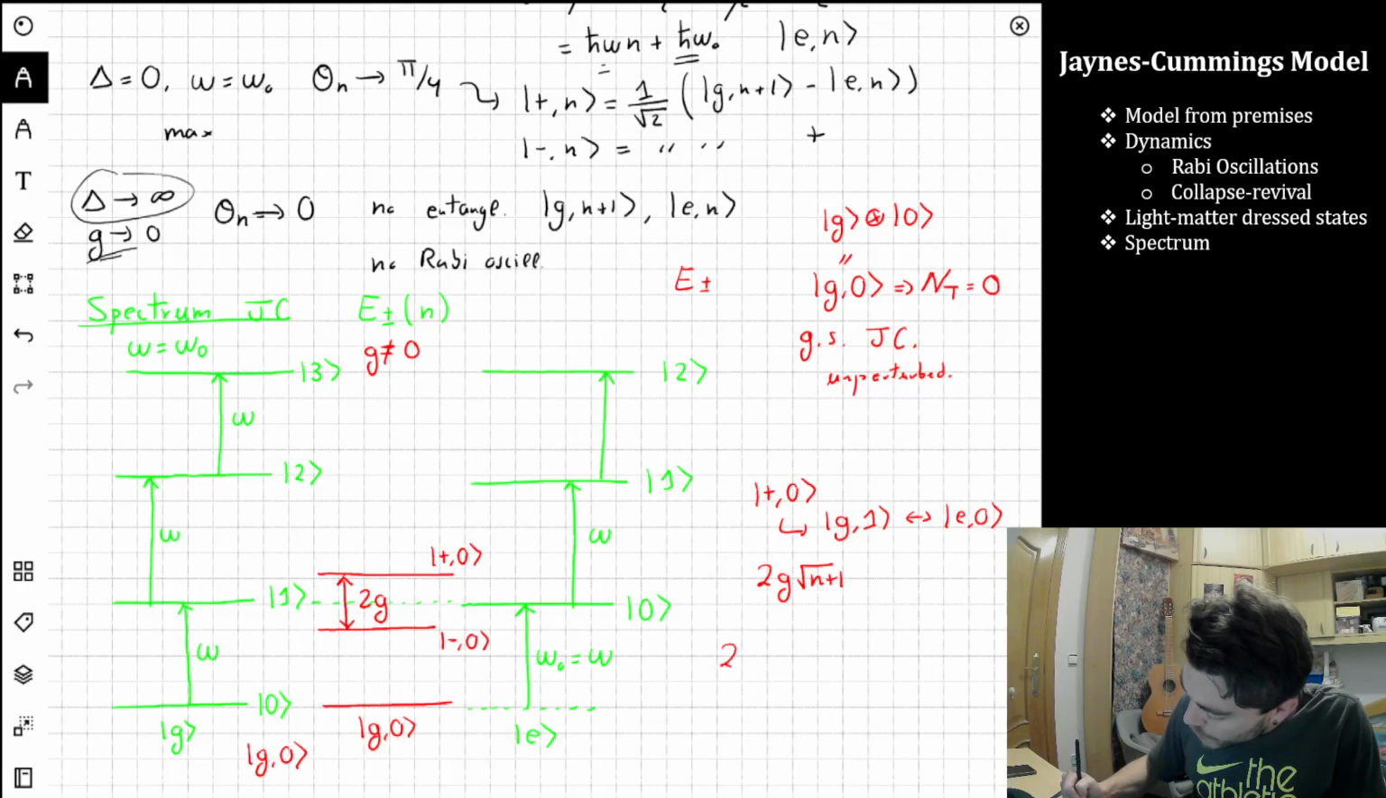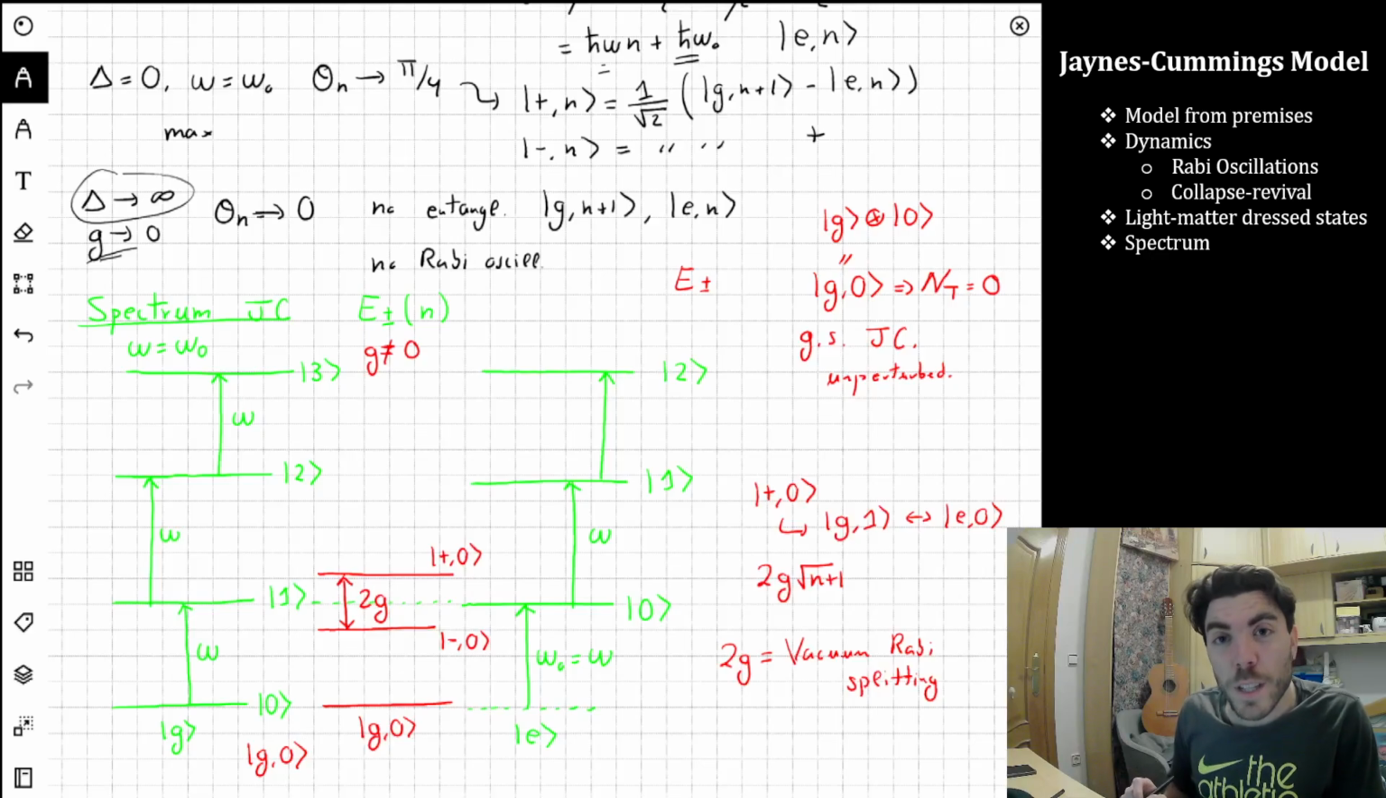And this 2g, the splitting in particular between these two states, plus 0 and minus 0, is called the vacuum Rabi splitting. And there are experiments in which you can measure this. You can measure this splitting when light enters the resonant regime with the atom, with a qubit in general. It could be a superconducting qubit, as we will see in the future as well. I'm talking about atoms because it's historically how we found out about this field, but there are solid state platforms that have equivalent properties to this.